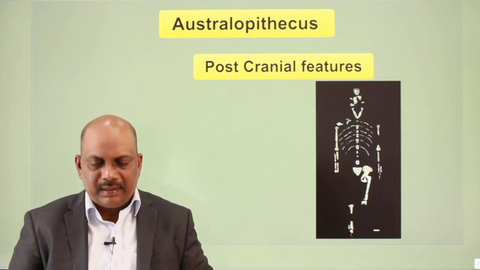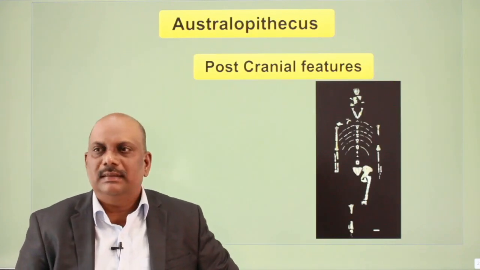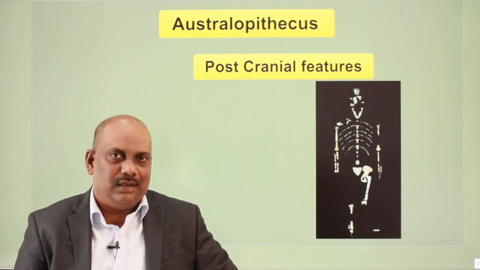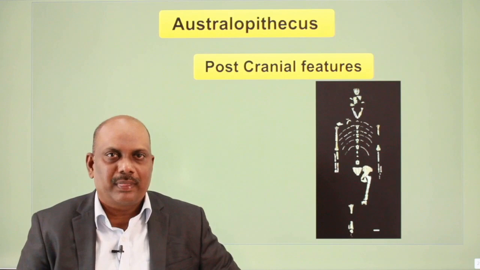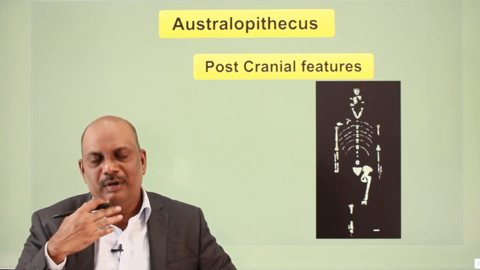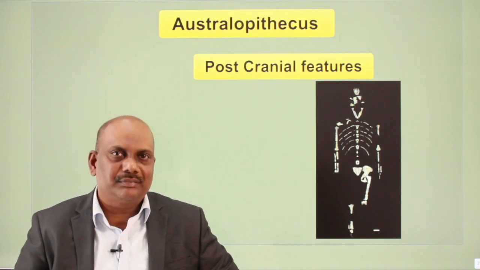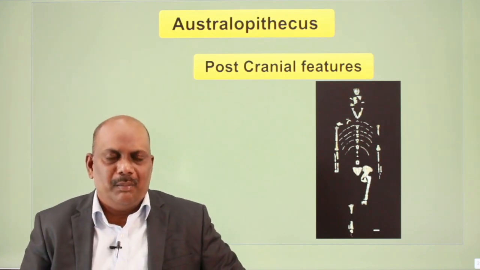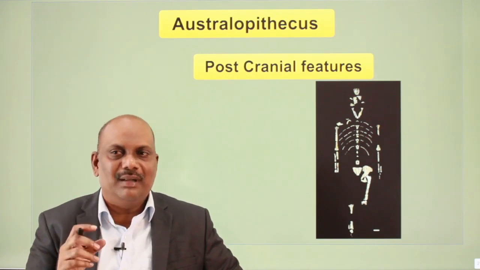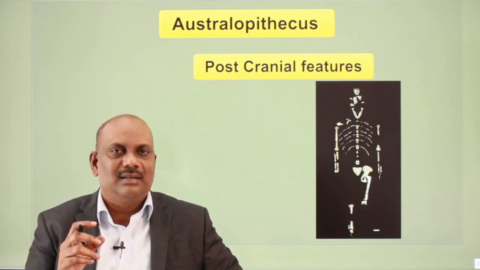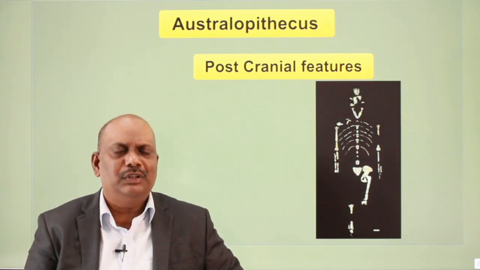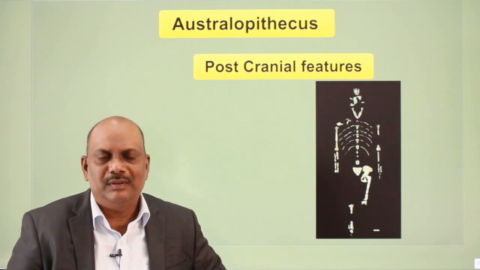Hello everyone. In this lecture on Australopithecus, let us discuss the postcranial features of Australopithecus. Postcranial means all the important anatomical features found beneath the head. By all probability, Australopithecus were bipedal. The savanna-like vegetation in which they lived forced them to walk on the ground.